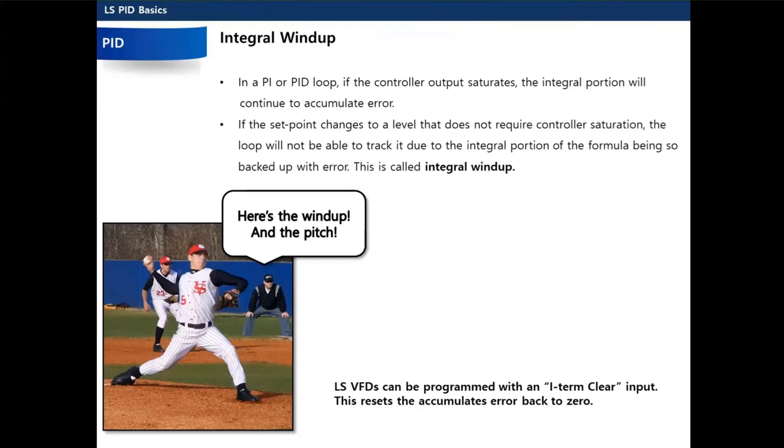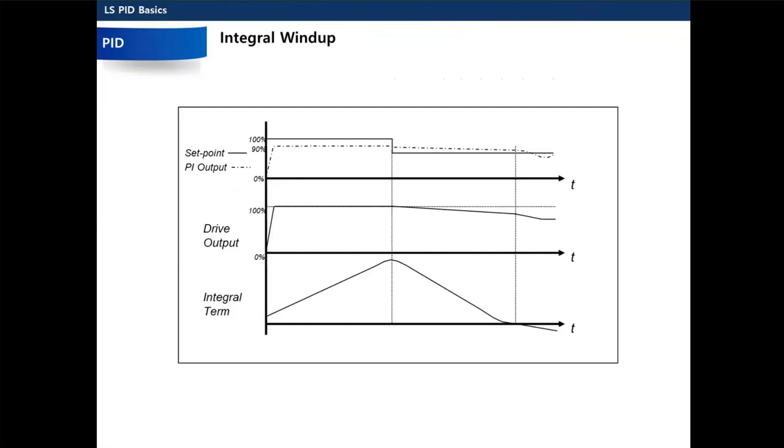This is just showing how you could see that integral windup pop up in your application. If we look at this top line, the solid line is your set point, and the dashed and dotted line is your PI output. Say you have your set point at 100%, some value. Then you change your set point, but your parameters are not set properly, so this integral term keeps climbing up, and it's going to saturate. It's going to hit a very high level.